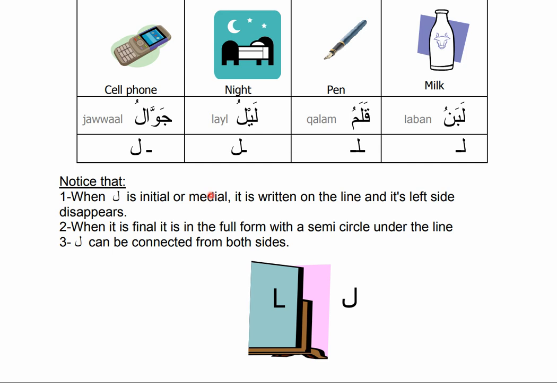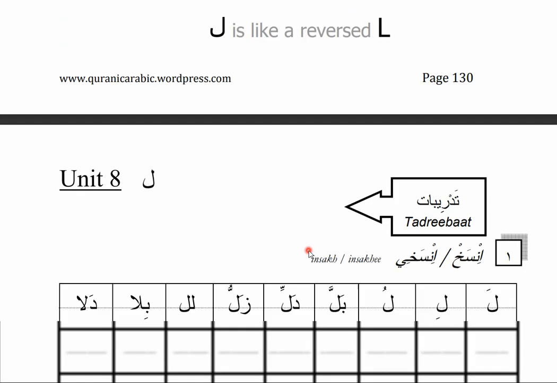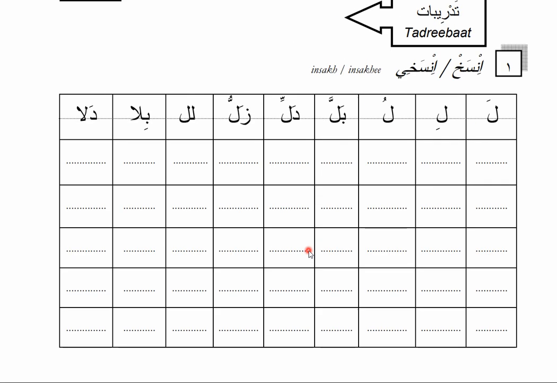When it is final or at the end, you will be writing it in its full form or original form. And lam can be connected from both the sides. So let's see the exercise of lam here, how you are going to write the lam. So lam as a full form, you'll be writing lam with the fatha, lam with the kasra, lam with a dhamma.